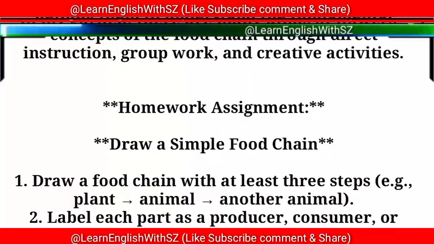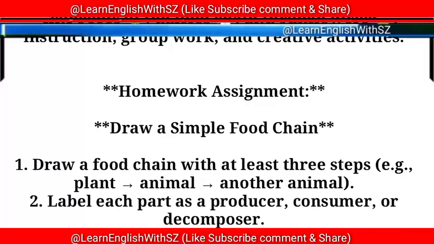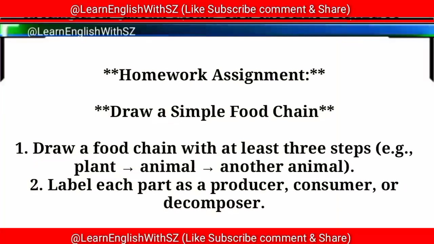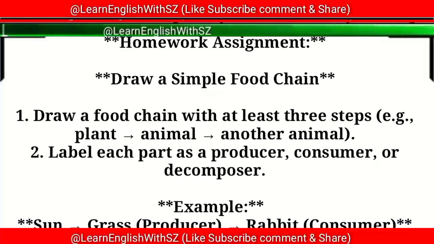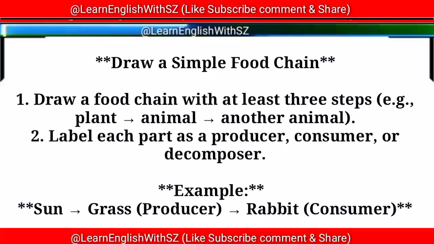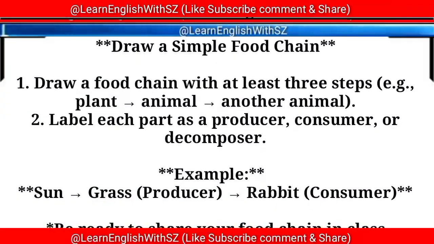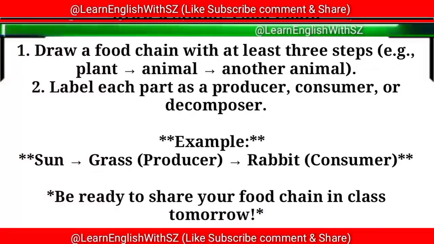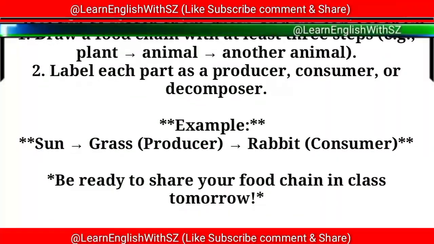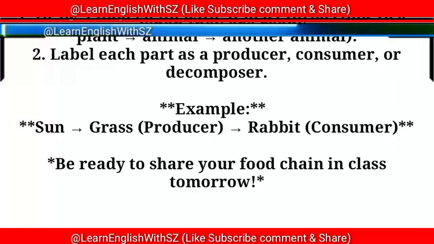Homework assignment: draw a simple food chain. 1. Draw a food chain with at least 3 steps, for example, plant, animal, another animal. 2. Label each part as a producer, consumer, or decomposer. Example: sun, grass, producer; rabbit, consumer. Be ready to share your food chain in class tomorrow.